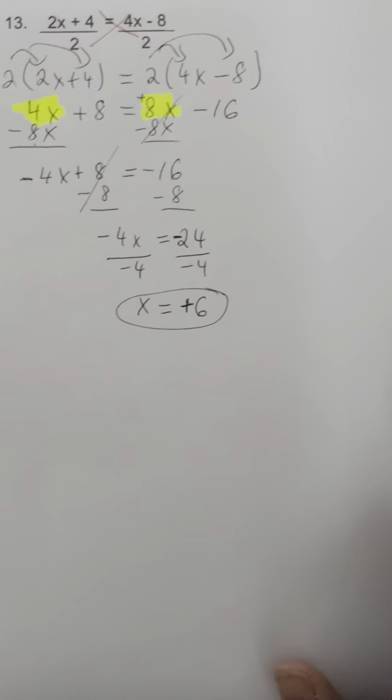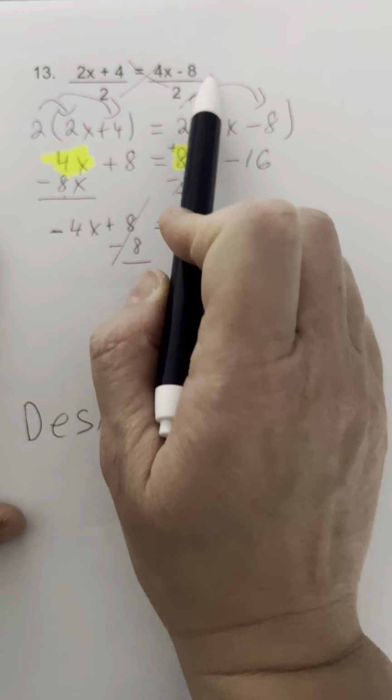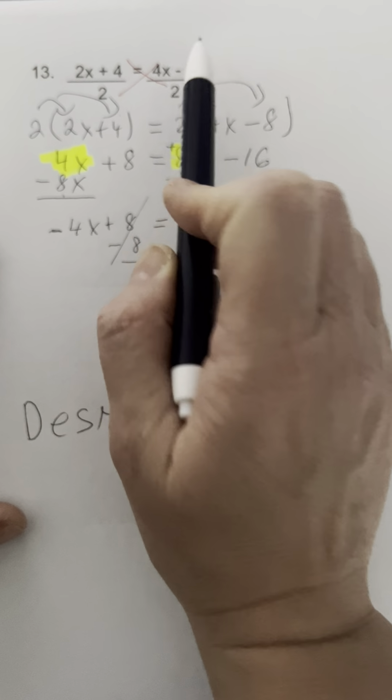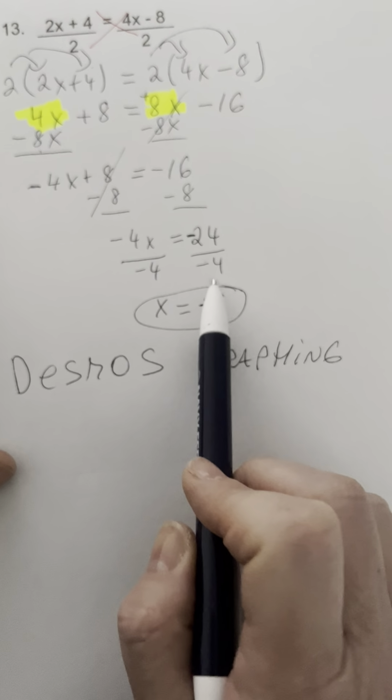All right, so let me write down what I'm going to put in Desmos. I'm going to do a check. So Desmos, graphing. What I'm doing is I'm going to take this side and put that in line 1, and this side I'm going to put in line 2. Instead of the X, I will plug in the answer.